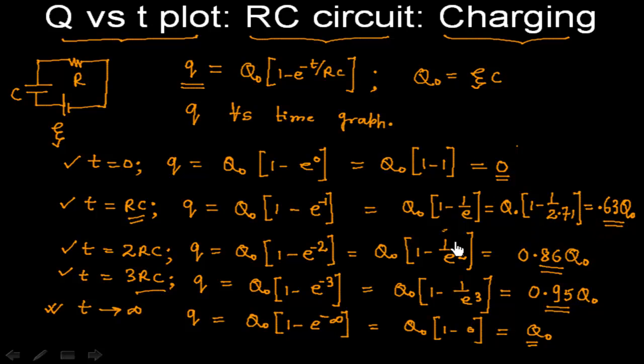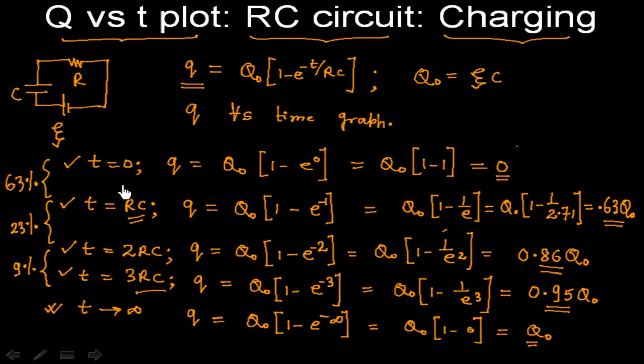So I can say in the next one time constant charging is only 86 minus 63, that is only 23%. So in the first case charging is 63%. In the second time constant this is only 23%, and let us say in the third time constant this is 95% minus 86%, so this is only 9%. So you see, as time increases, the rate of charging decreases.